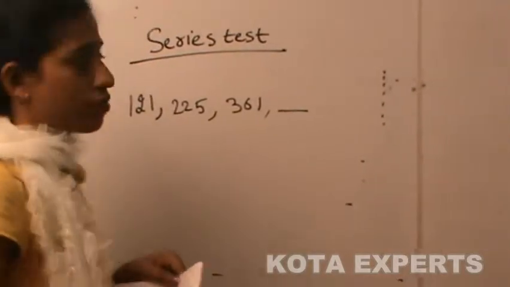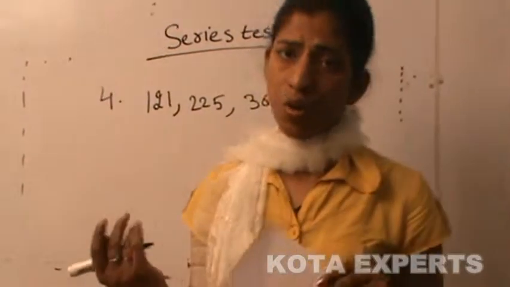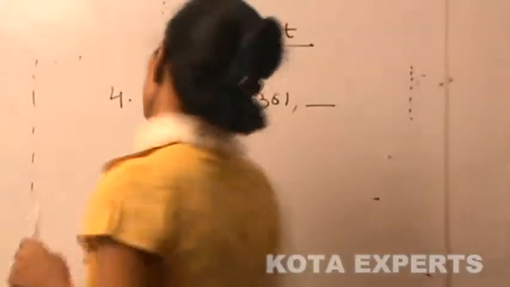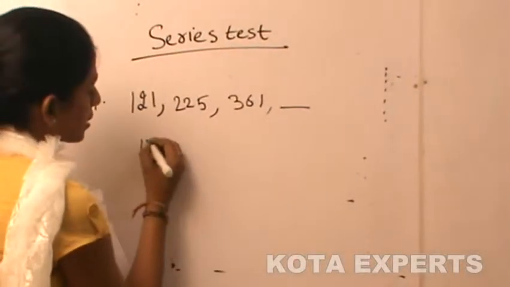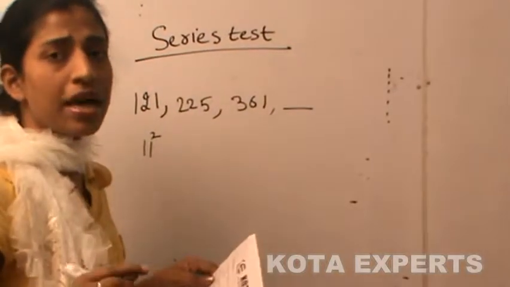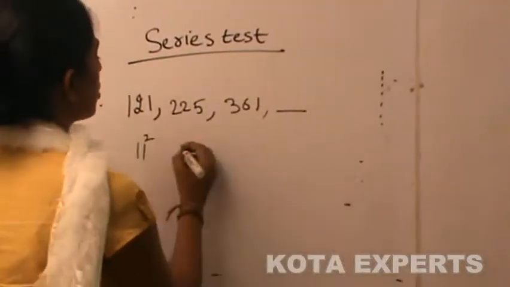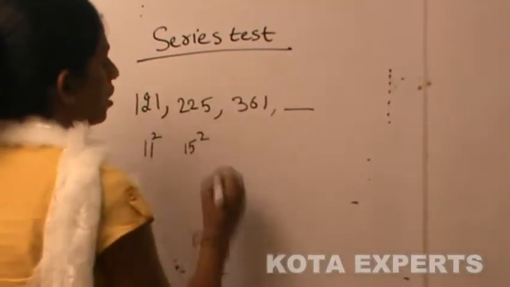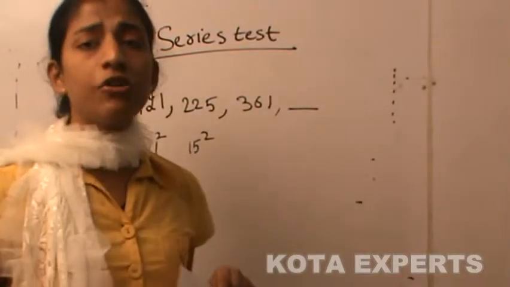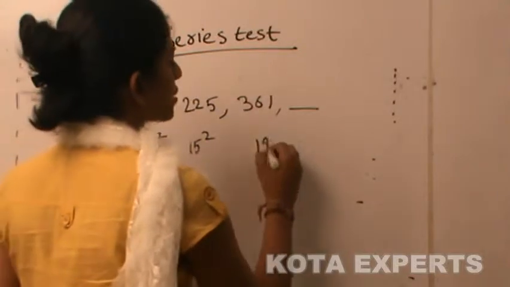121, 225. Is there any difference cases in this? No, I don't think so. So it's 11 square. 11 square is 121. This is 15 square. 15 square is 225. This is 19 square.